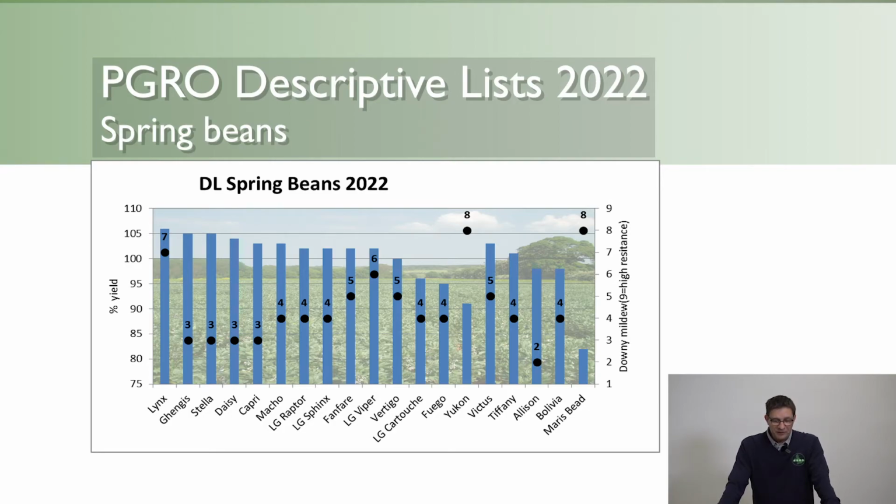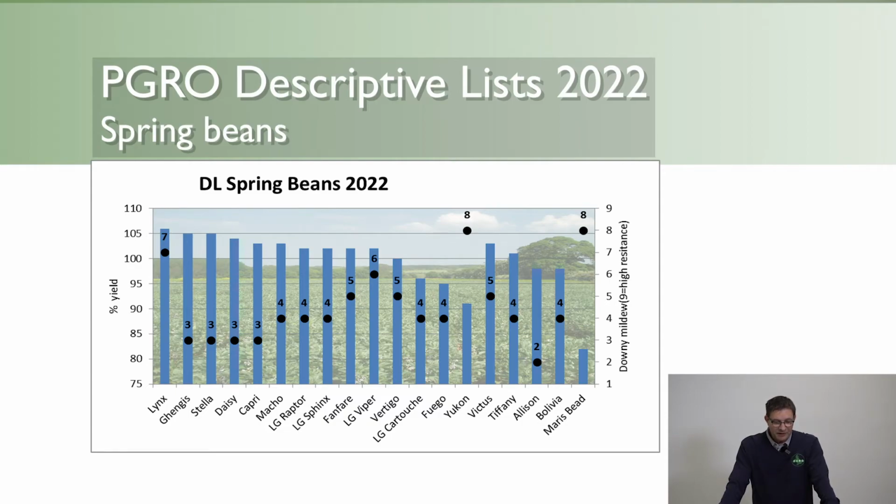Yukon and Maris Bead retain their very good rating for downy mildew at a rating of 8. Lynx drops 1 point to 7, but I think Lynx has perhaps been a little bit hard done by, because of rounding within the statistics. LG Viper rates a 6 for downy mildew and has the highest rating for rust resistance at a rating of 7.